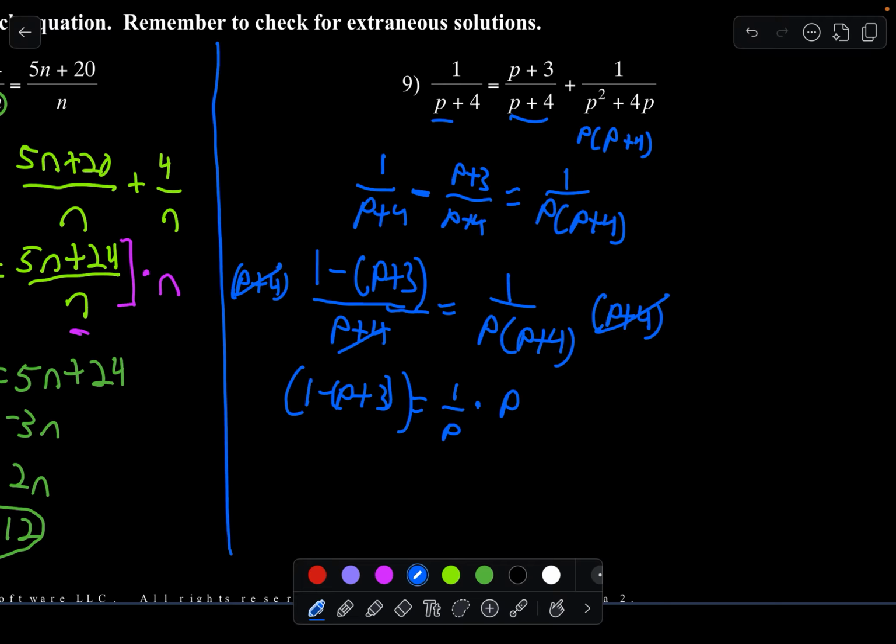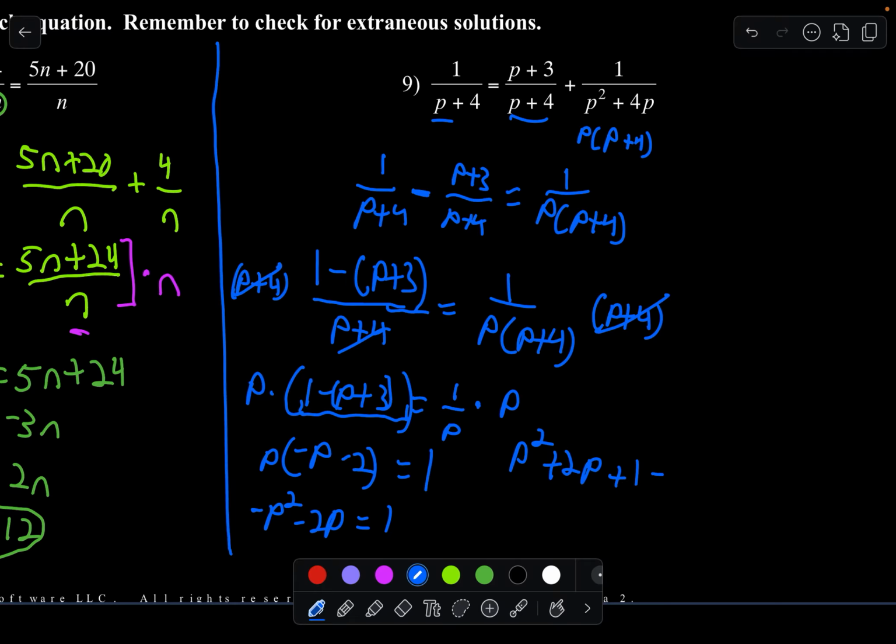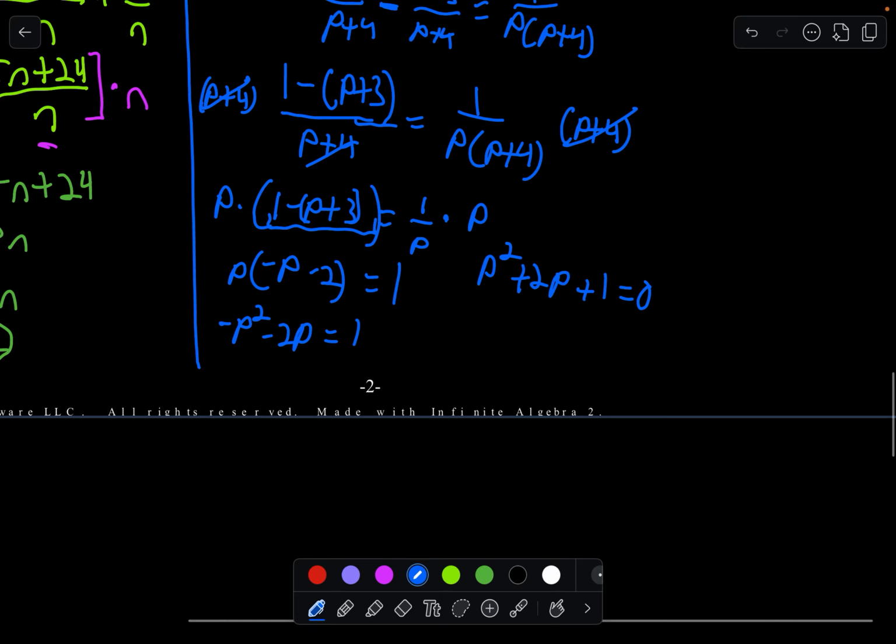This, like I said, is pretty much an intense problem. Simplifying the inside here, that becomes 1 minus p minus 3. 1 minus 3 is negative 2. So this is negative p minus 2 times p equals 1. So multiplying, we got negative p squared minus 2p equals 1. Adding p squared and 2p, we get p squared plus 2p plus 1 equals 0.